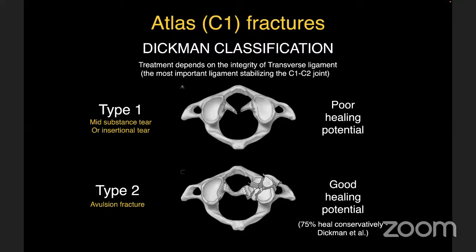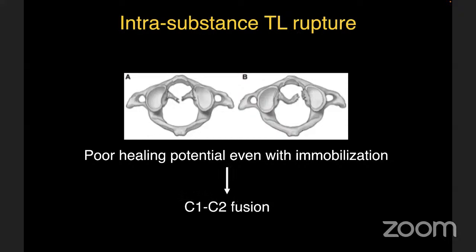The concept behind this is that if you have a mid-substance tear of the ligament, rather than an avulsion type of injury of the transverse ligament, the mid-substance tears have poor healing potential. And even with immobilization, that's why they require C1-C2 fusion.